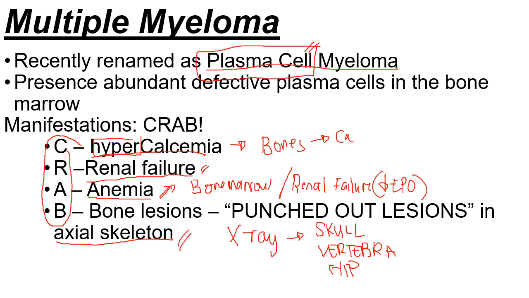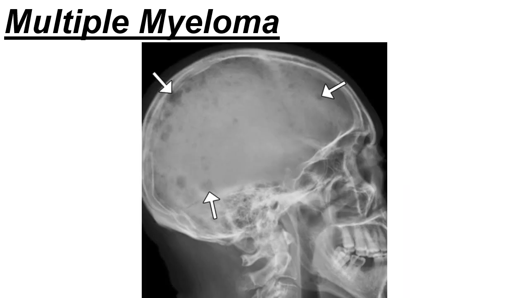Anong itsura ng mga multiple myeloma under X-ray? So, sa X-ray, ma-appreciate mo to. Parang na-puncture. No, mga bilog-bilog yan. Actually, ito rin. Ito rin. Ito rin. So, tinatawag natin punch-out lesions. O, parang na-puncture. No, perfect circle sila.